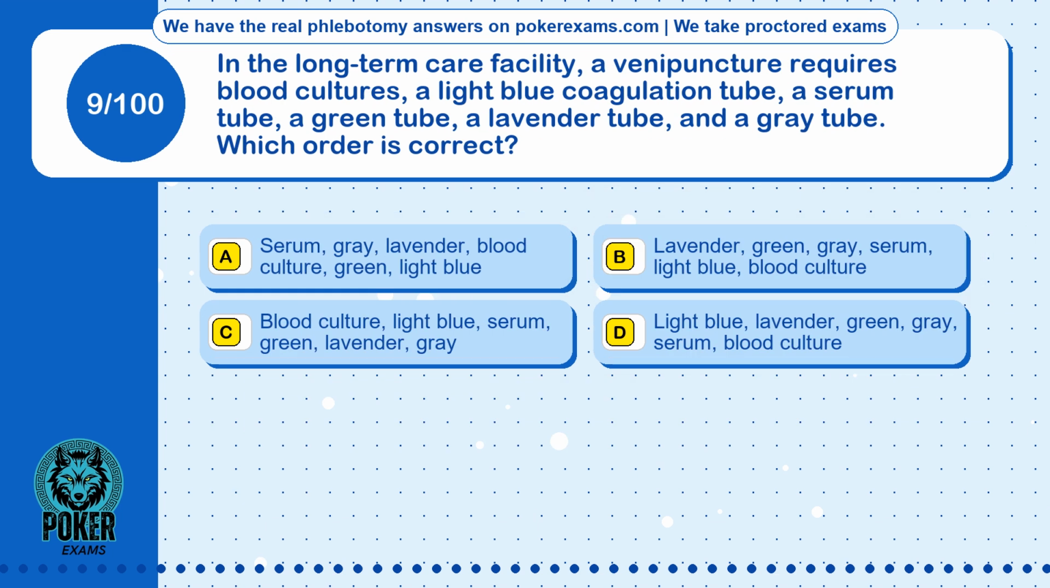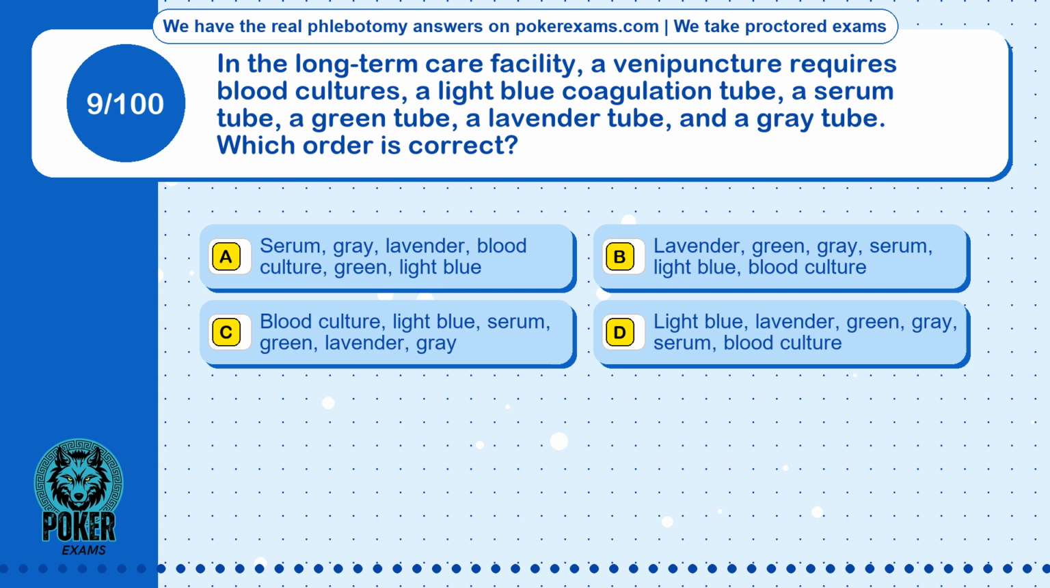Question 9. In the long-term care facility, a venipuncture requires blood cultures, a light blue coagulation tube, a serum tube, a green tube, a lavender tube, and a gray tube. Which order is correct? Option A, serum, gray, lavender, blood culture, green, light blue. Option B, lavender, green, gray, serum, light blue, blood culture.